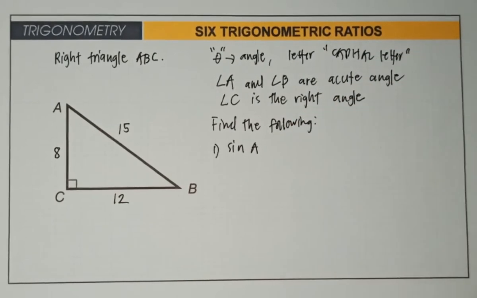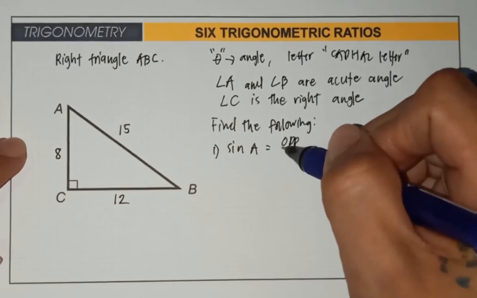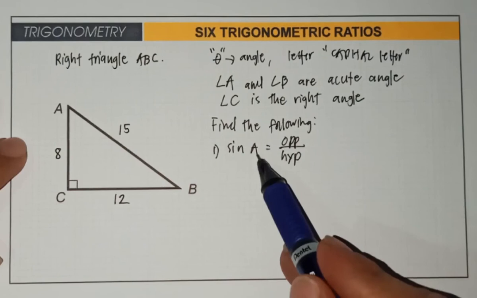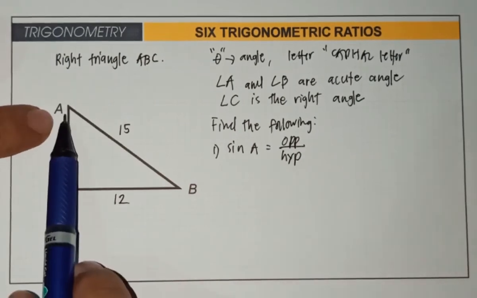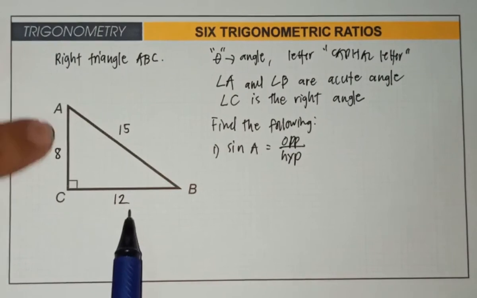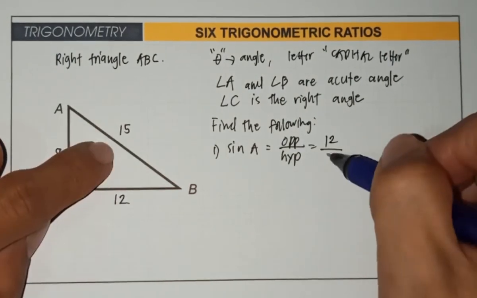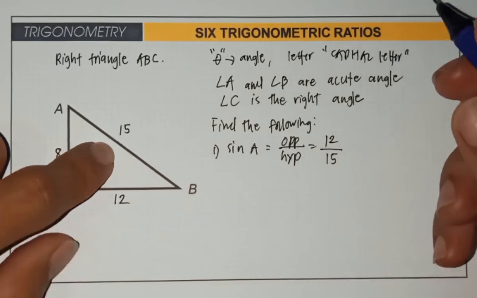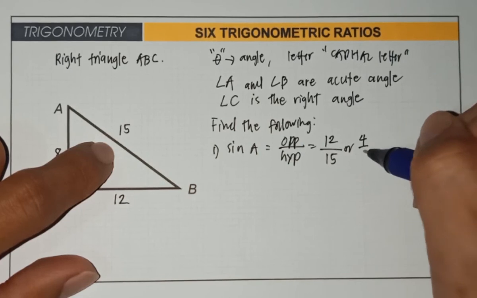Sine A. Don't forget that sine means opposite over hypotenuse. And A will be the reference angle now. So look at this one. Our reference angle is A. Opposite here is 12, and the hypotenuse is 15. And this one is divisible by 3, or it is 4/5.